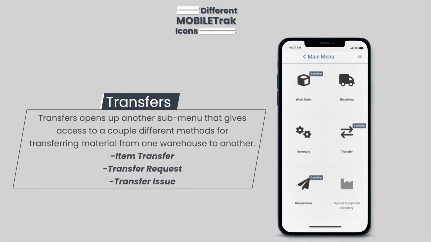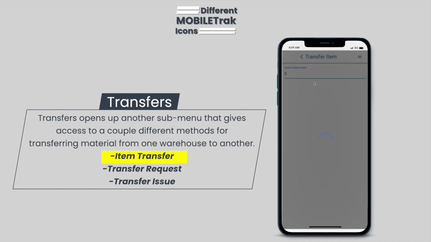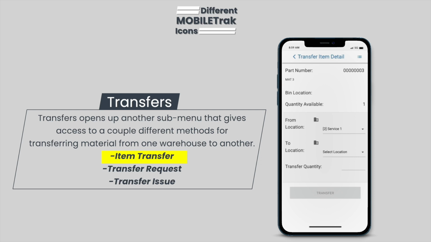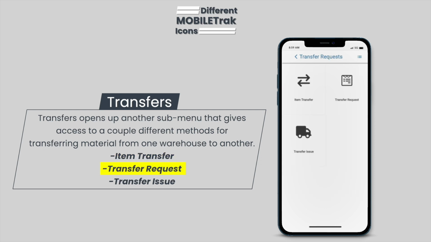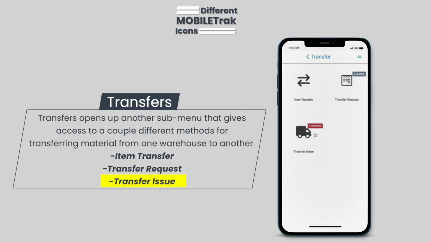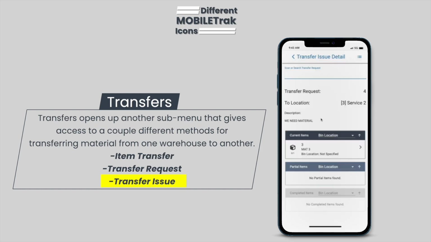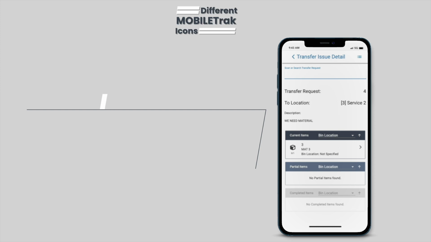Transfers. Transfers opens up another submenu that gives access to a couple different methods for transferring material from one warehouse to another. The item transfer page allows users to select a single item, the transferring warehouse and the receiving warehouse, then transfer a quantity. The transfer request page allows one warehouse to create a transfer pick list for items they'd like from another warehouse. The transfer issue page allows the fulfilling warehouse to review the list and transfer the material to the requesting location.